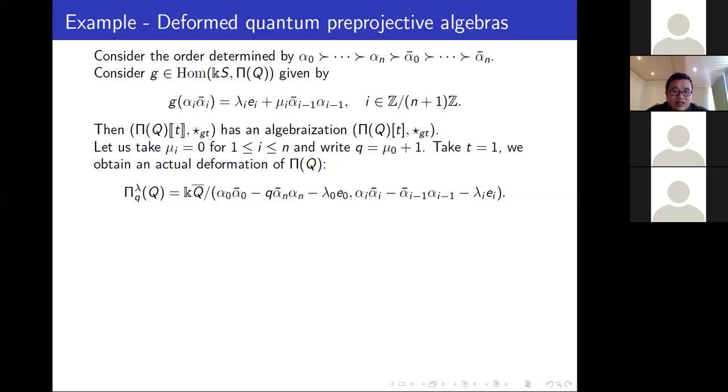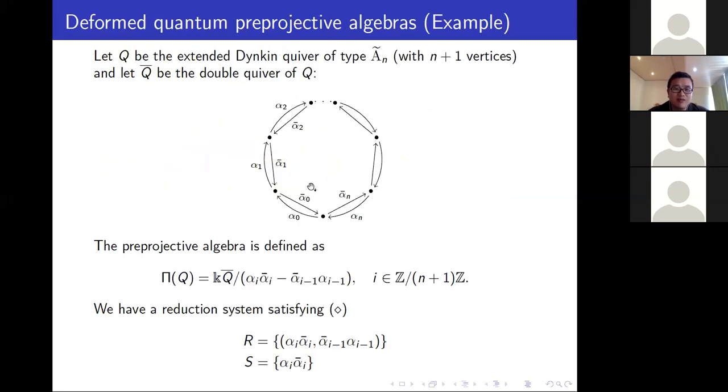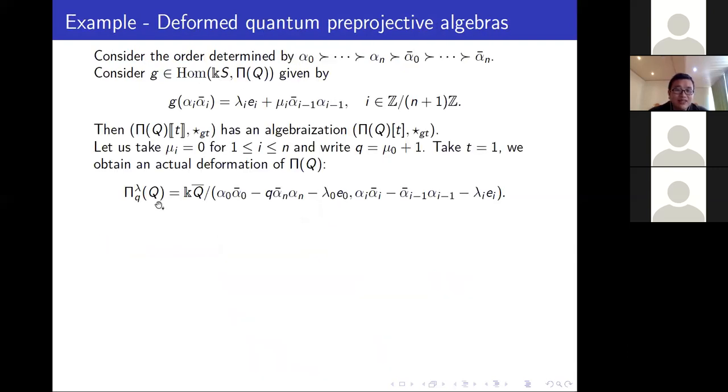So this means this algebra has a basis given by the irreducible paths. So this is an infinite dimensional algebra, let me remind you. It's obvious maybe for you, but if you look at the irreducible paths, then we know there are infinitely many irreducible paths, because we can go along alpha bar many times, and then use alpha many times. So anyway, we have a nice basis for this algebra, the so-called deformed quantum preprojective algebra.